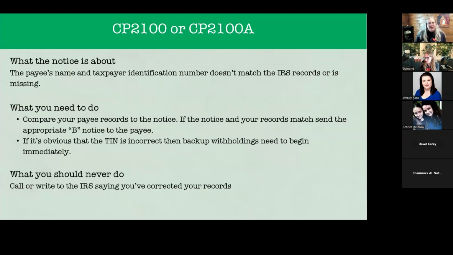Usually around October, the IRS sends out their CP2100 or CP2100As. And these are the notices that tell you that the taxpayer name and taxpayer identification number don't match the IRS records, or that it was not supplied, completely missing. And like I said before, on the W-9, you want to make sure that if they've marked just that they're a sole proprietor or a single member LLC, you will be needing both their personal name and their business name.